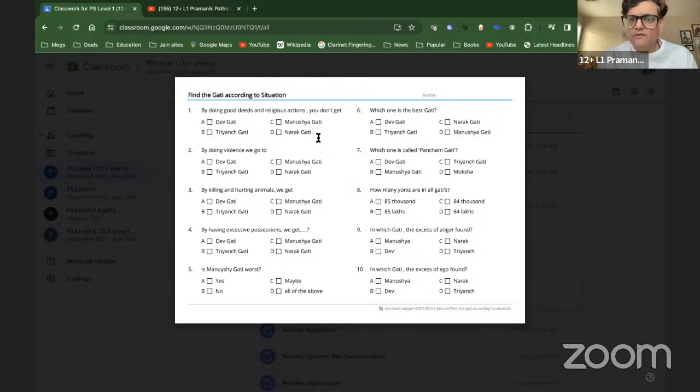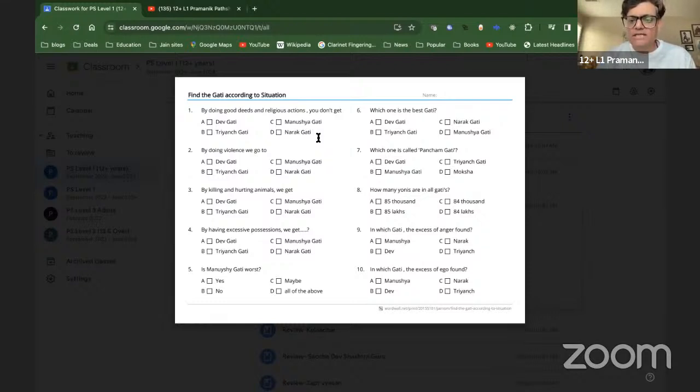Number D. Which one is called the Pancham Gati? Okay. Who's going to answer that? So there are 4 gatis that we talked about: Manushya Gati, Dev Gati, Tiryanj Gati, Narak Gati. However, there is a 5th Gati. Maulik, what is the 5th Gati? Moksha Gati. Moksha Gati, right, Vikhyat? Because that's the 5th, Siddha Avastha, Mukta Dasha. That's Pancham Gati.